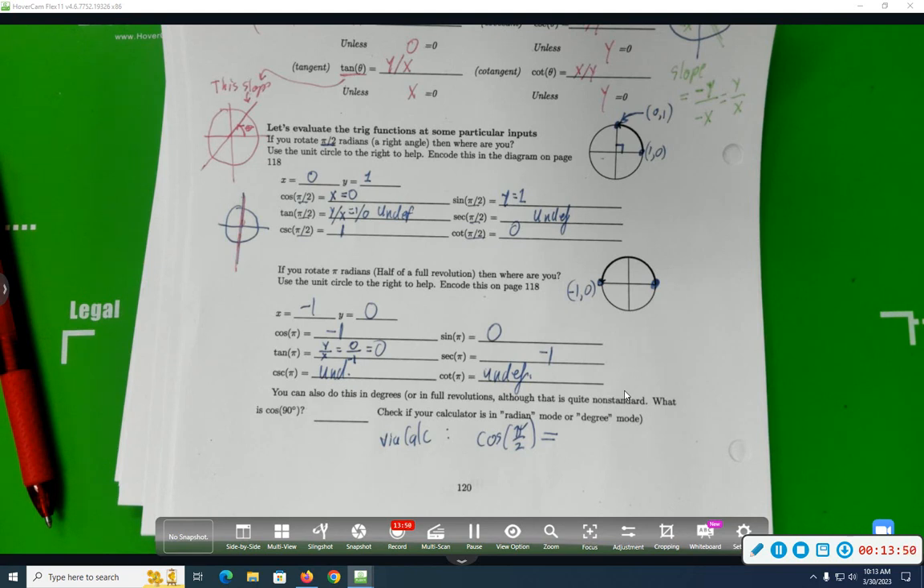And I guess if you don't have the calculator on you right now, that's okay. Everyone seems to. No, you don't. Okay.